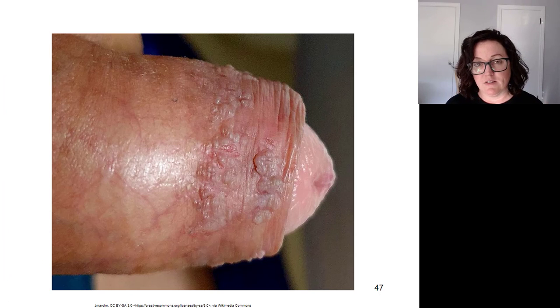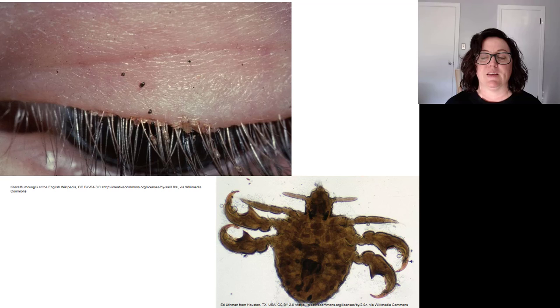And in case I didn't already convince you that STIs are bad, let's look at some pictures of them. So this is an example of genital warts on a penis. These are crabs. So down at the bottom we can see a microscopic picture of a genital crab. But up there, that's an eye. And it turns out that crabs can actually infect other areas of the body other than the pubic region. So these are crabs on someone's eyelashes.